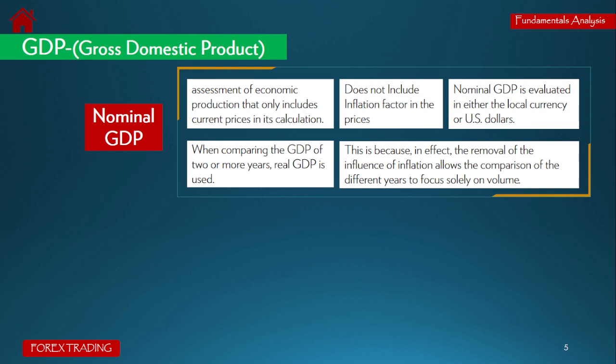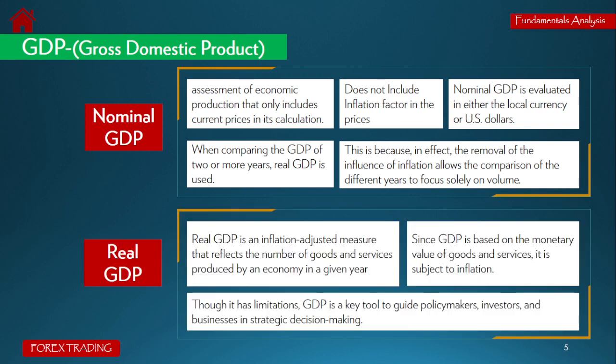And when comparing the GDP of two or more years, real GDP is used. This is because the removal of the influence of inflation allows the comparison of the different years to focus solely on volume. Now, what is real GDP? Real GDP is an inflation-adjusted measure that reflects the number of goods or services produced by an economy in a given year. Since GDP is based on the monetary value of goods and services, it is subject to inflation. So in real GDP, as compared to nominal GDP, we consider inflation in its calculation. That is what is called real GDP.